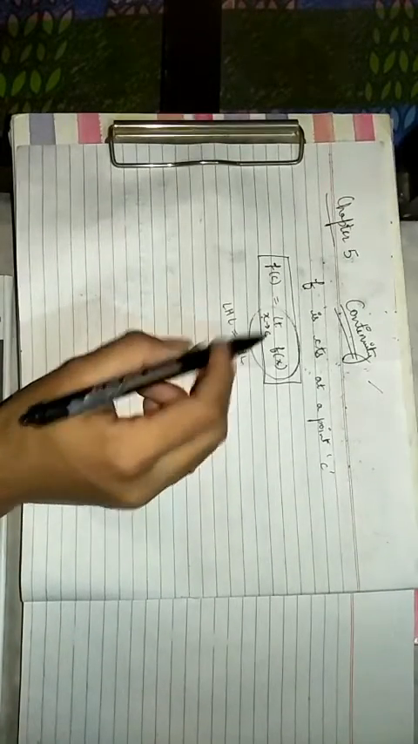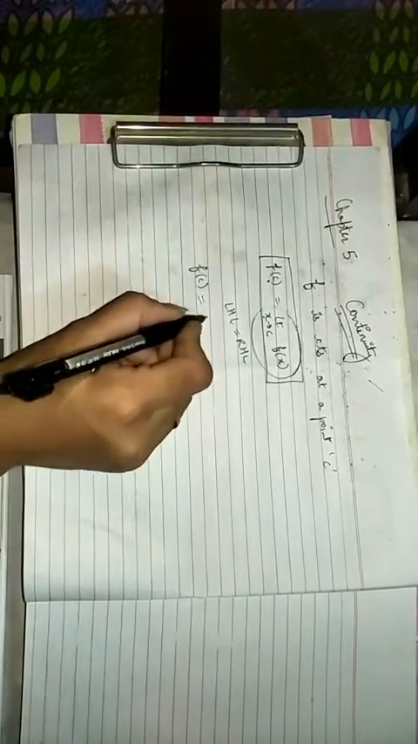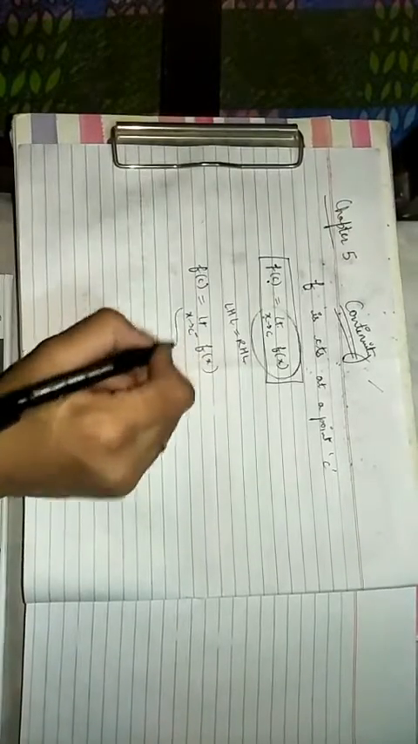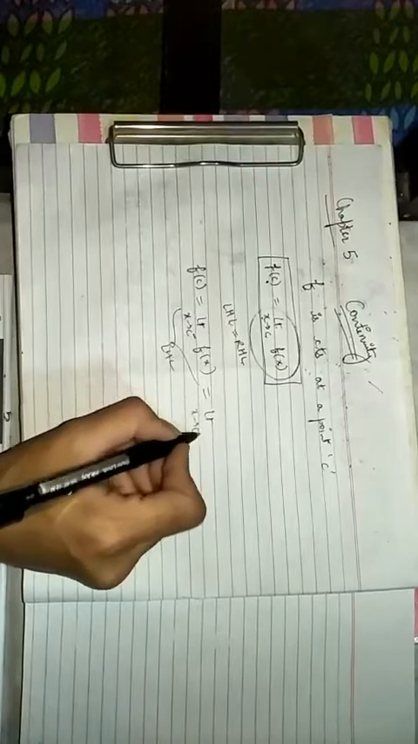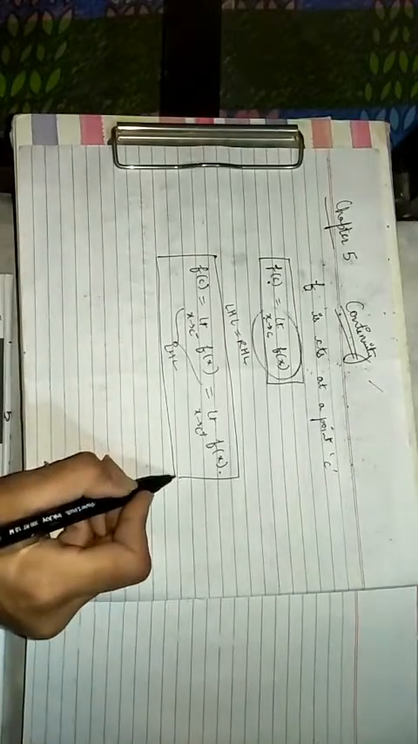So we can elaborate our definition accordingly, that is f of C must be equal to limit x tending to C negative f of x. This means left hand limit. This is equal to limit x tending to C plus f of x. So this is our main concept in this chapter.